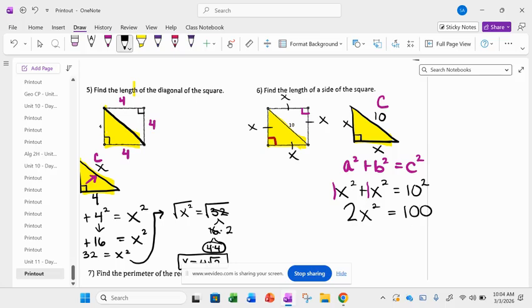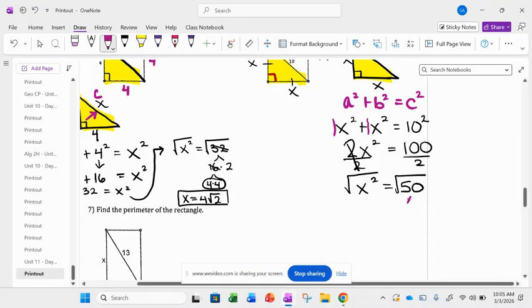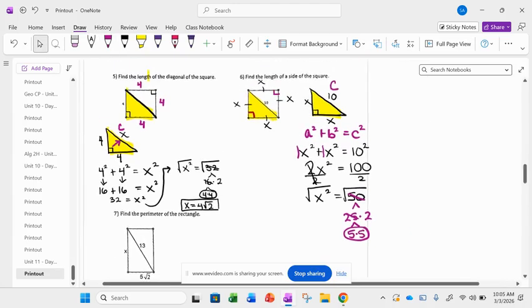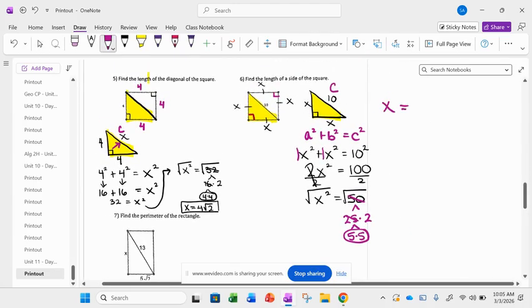Before I square root both sides, what should I do before I square root? What do I have to do before I'm allowed to square root? Caitlin? Divide by 2. You got it. So now I'm going to have x squared equals 50. Now we square root both sides. I'm going to break down that 50. I got 25 and 2. 25 is 5 and 5. There's my pair. So I'm going to get x is equal to 5 root 2.